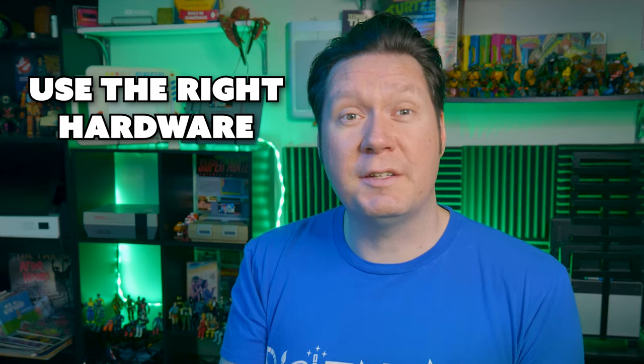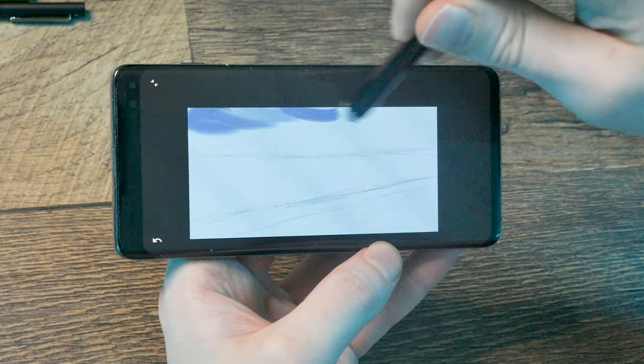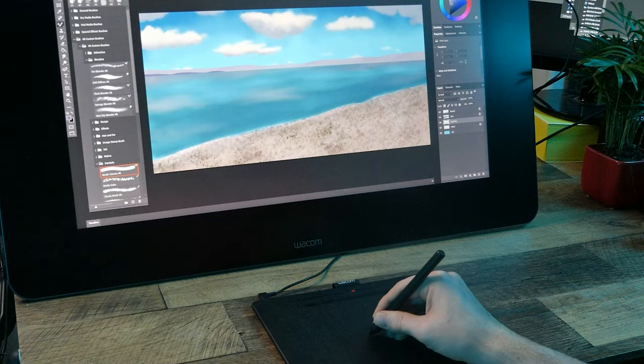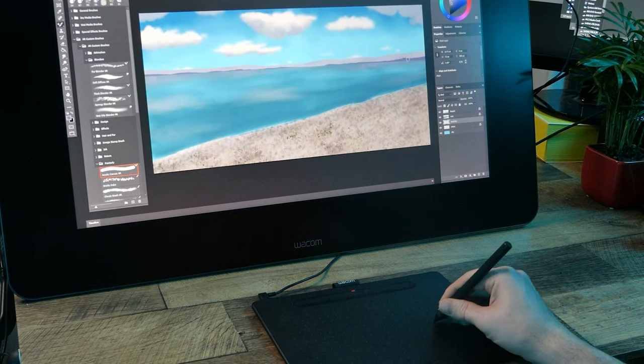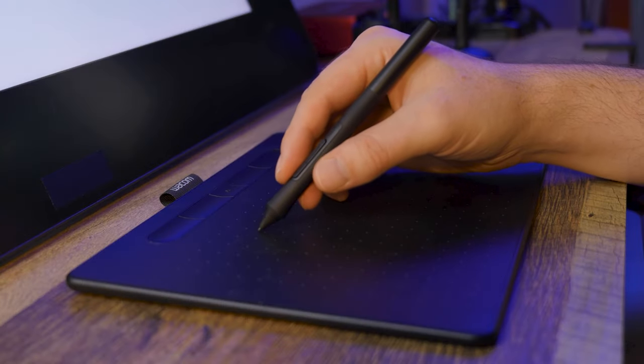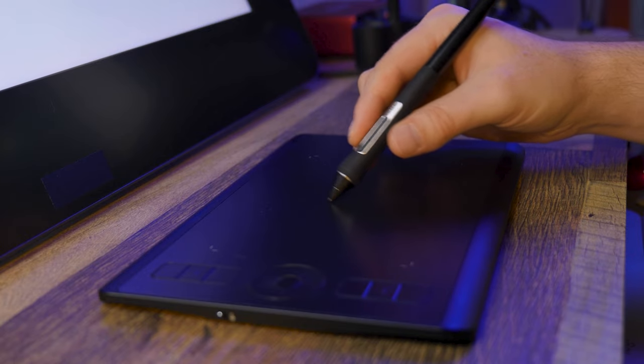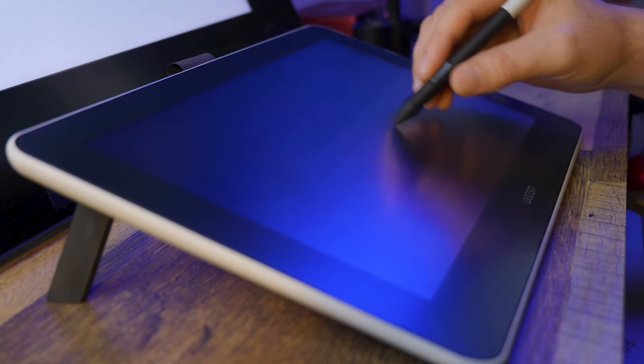The next tip I have for you is to use the right hardware to make digital art. You can make art on a variety of devices, from phones to tablets to computers, but it doesn't mean all devices are equal. Because I have so many videos about how to choose the right tablet for digital art, I won't say too much about it here, but I will summarize a few key considerations.